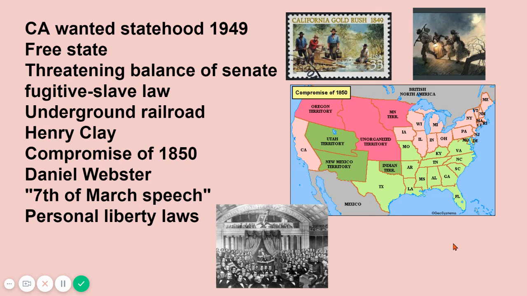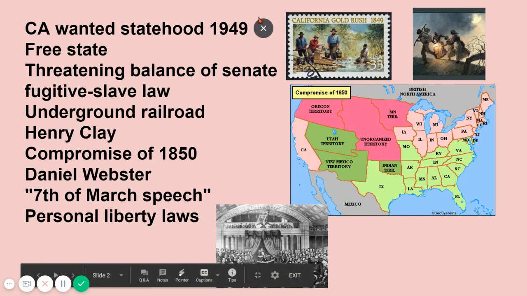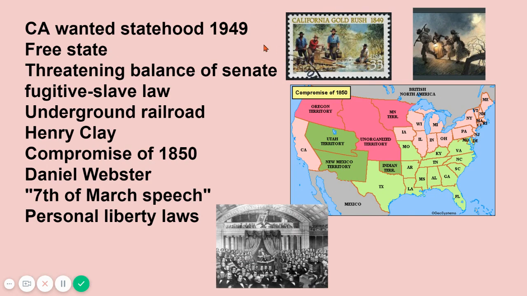Now, it didn't take long for one of these new territories to want to become a state. California. California, remember, belonged to Mexico, and Mexico had already outlawed slavery. Well, in 1848, you might remember this from elementary school, and this stamp over here to the right tells us, they discovered gold in California.